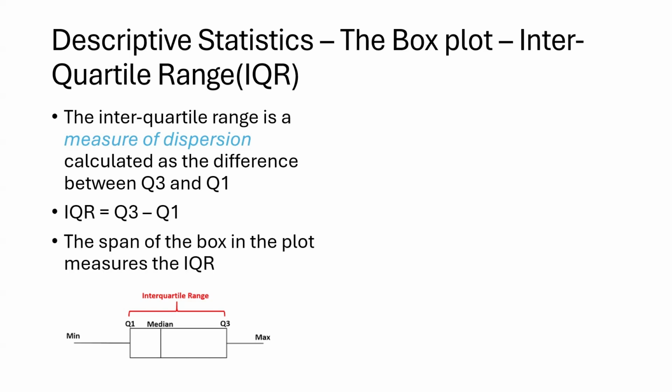Basically, this measure tells you about the central 50% of the data in your data set, how that is distributed. Below Q1 there is 25% of the data, above Q3 there is 25% of the data, so the 50% of the data in between, how much is that dispersed? The IQR tells you that range. There are many other analyses where we use the IQR, and one of those is the calculation of outliers. We will see that now. The span of the box in the plot measures the IQR from here to here.